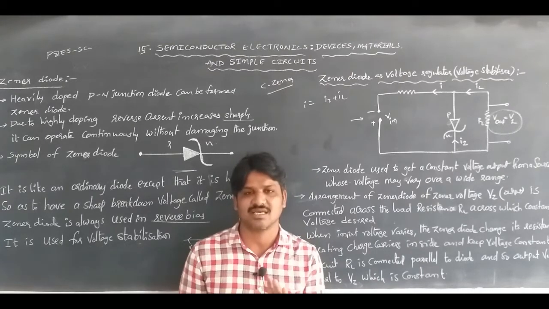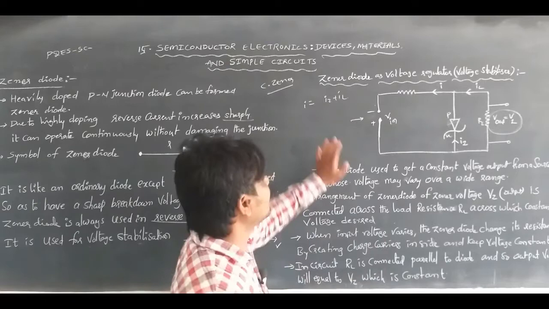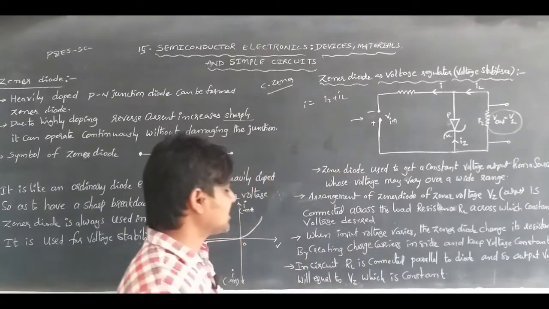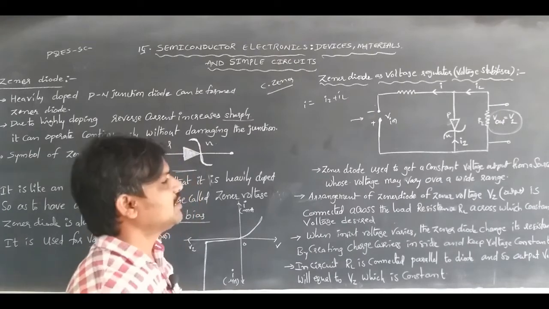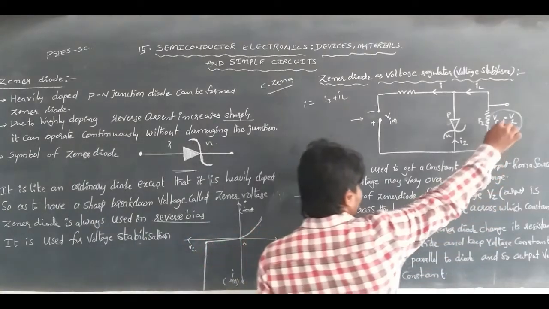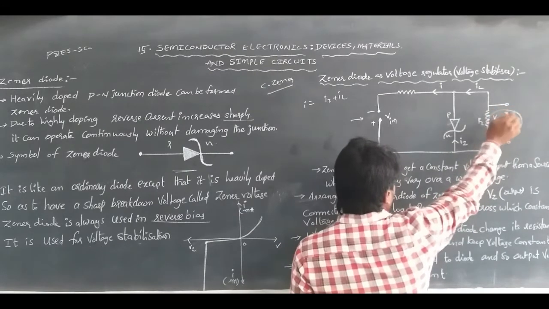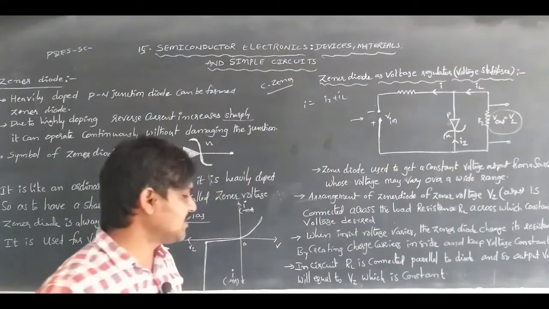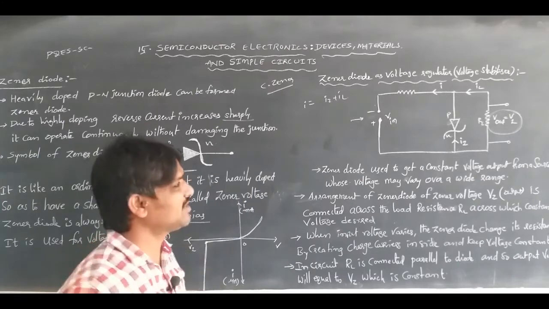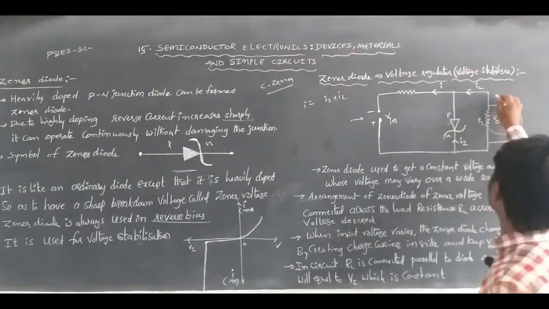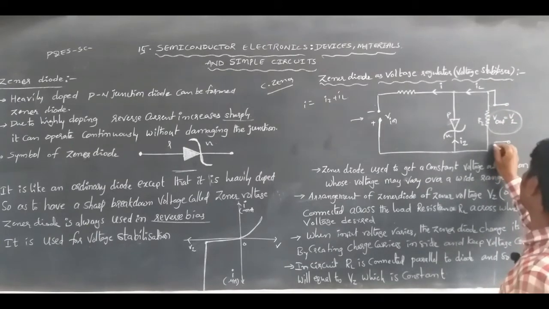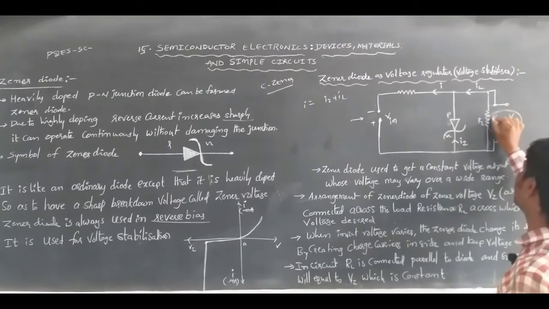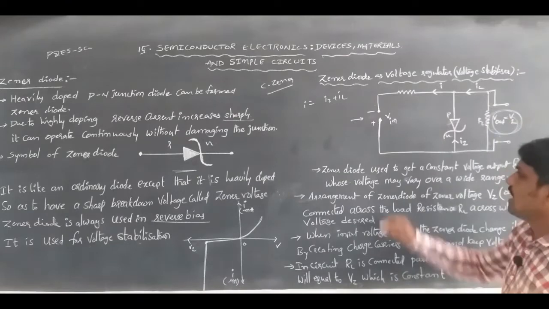Stabilizer means it stabilizes the voltage. So here the Zener diode is used as a voltage regulator or voltage stabilizer. In the circuit, RL is connected parallelly, so the output we get is equal to Vz. We can get the output either like this or like this. This is the load resistance and this is the input.